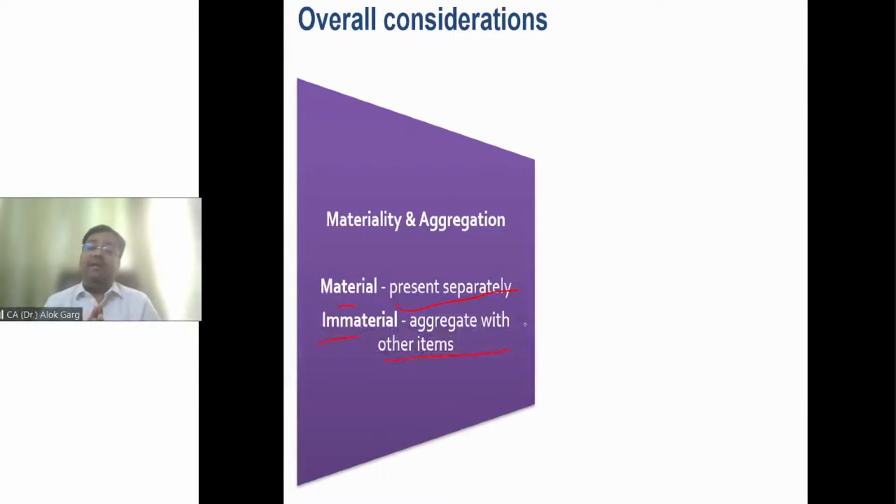It has to be aggregated with other items. For example, other current assets, other current liabilities, other income, other expenses, right? So, for example, traveling and conveyance, printing and stationery, telegram and fax expenses, okay? For example, birthday celebration expenses can be clubbed into staff welfare expenses, right, if the expenses are not material. So if something is material, it has to be presented separately. If it is immaterial, it can be aggregated with other items. Okay.